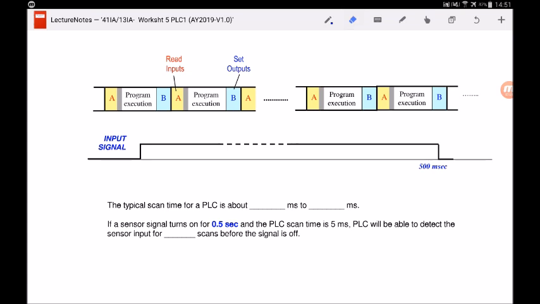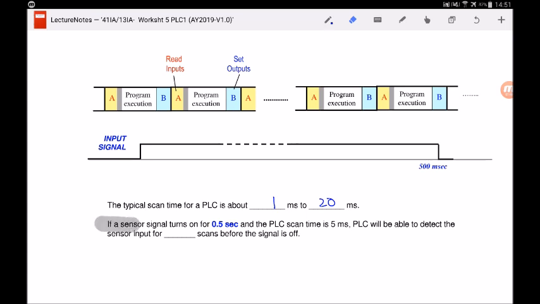The typical scan time for a PLC is about 1 to 20 milliseconds. This will depend on the manufacturer. There are many manufacturers of PLC. We have Beckhoff, we have Omron, which we are using in our lab, we have Panasonic, Mitsubishi, Siemens. Different manufacturers will have different specifications.